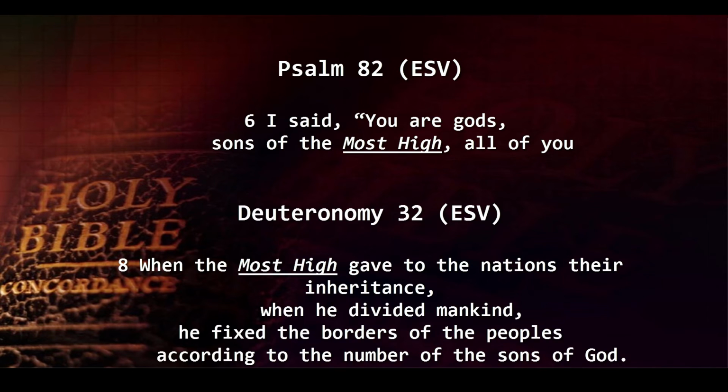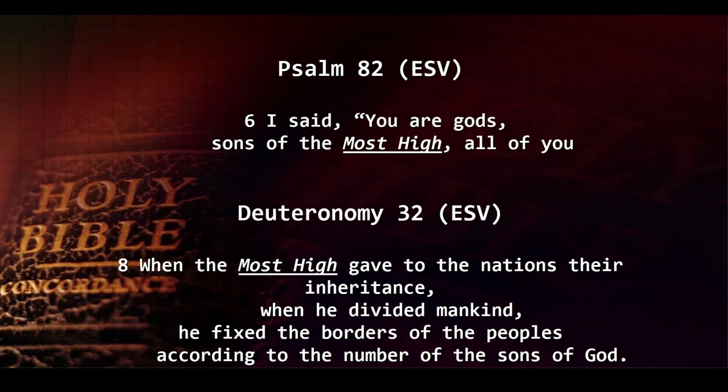"When the Most High gave to the nations their inheritance, when he divided mankind, he fixed the borders of the peoples according to the number of the sons of God." The Most High is God. The sons of God in Deuteronomy 32:8 are the sons of the Most High. Notice it says, when he divided the nations, he divided them according to the number of the sons of God.